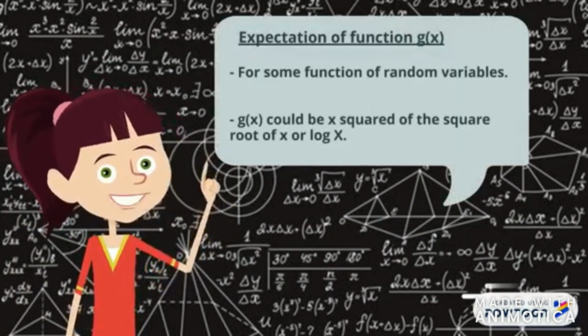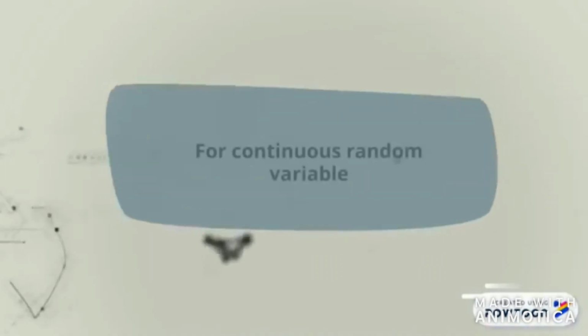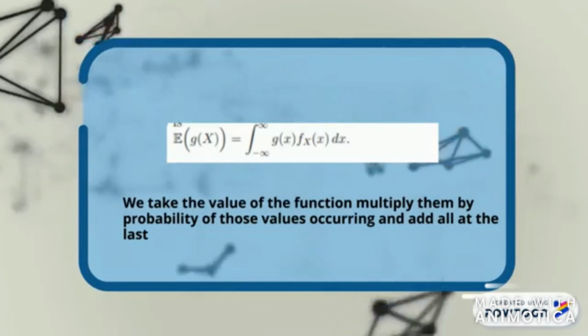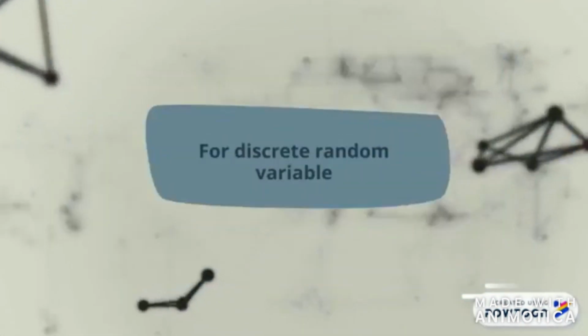Expectation of a function g(x). For some function of a random variable, g(x) could be x squared, the square root of x, or log x. For a continuous random variable, we take the value of the function, multiply it by the probability of those values occurring, and add all at the end.